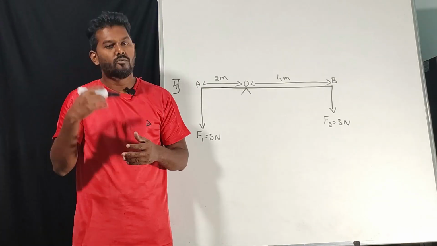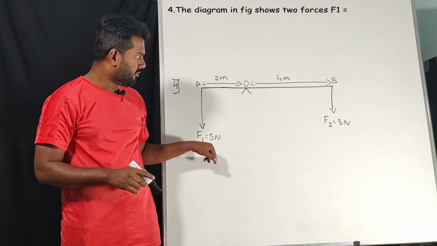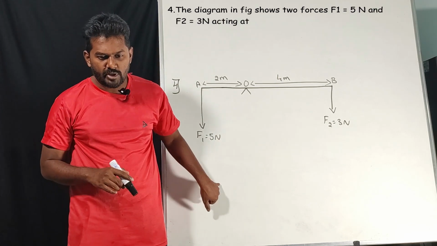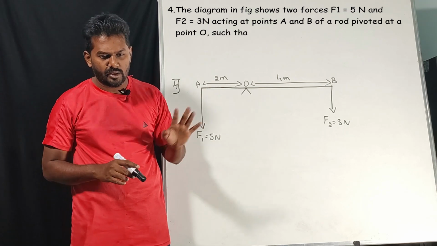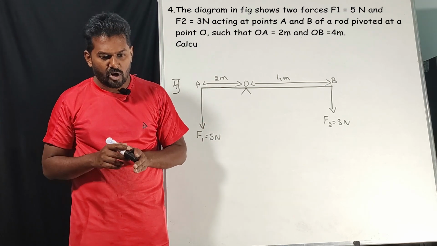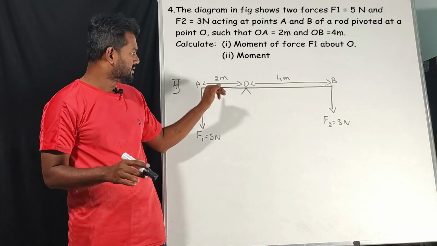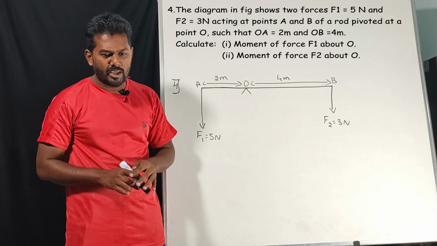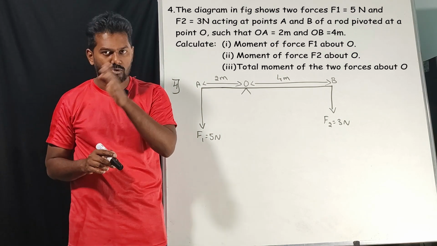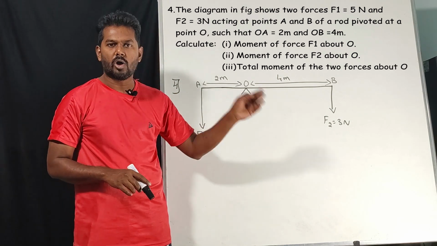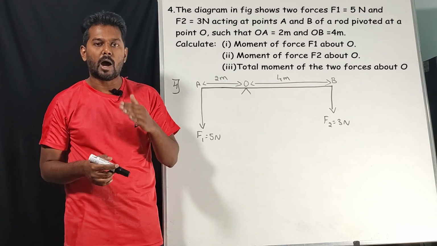That's it. Fourth question. The diagram in the figure shows 2 forces F1 and F2. F1 is 5 Newton and F2 is 3 Newton acting at a point A and B respectively of a rod pivoted at point O such that OA distance is 2 meter and OB is 4 meter. Now we have to find moment of force F1 about O, moment of force F2 about O, total moment of forces, 2 forces about O.